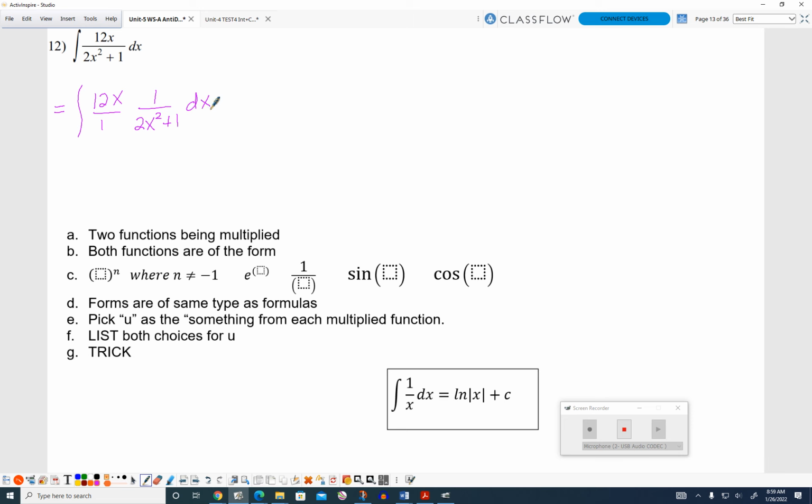So that's the first step right here. I want two functions that are being multiplied. And again, with practice, you can do that step in your head. Okay? Questions? Always go straight down the page.